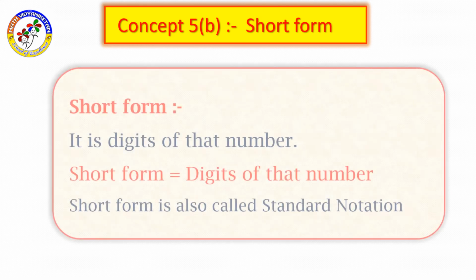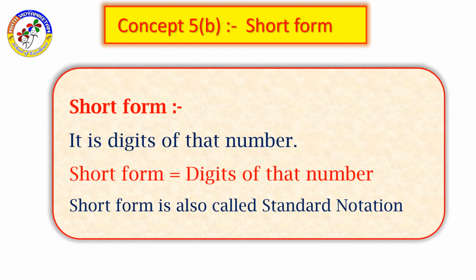Concept 5b is short form. So what is short form? It is the digits of that number. Expanded form separates the place values, and short form is writing only the digits of the number. Writing a number's digits is called short form.